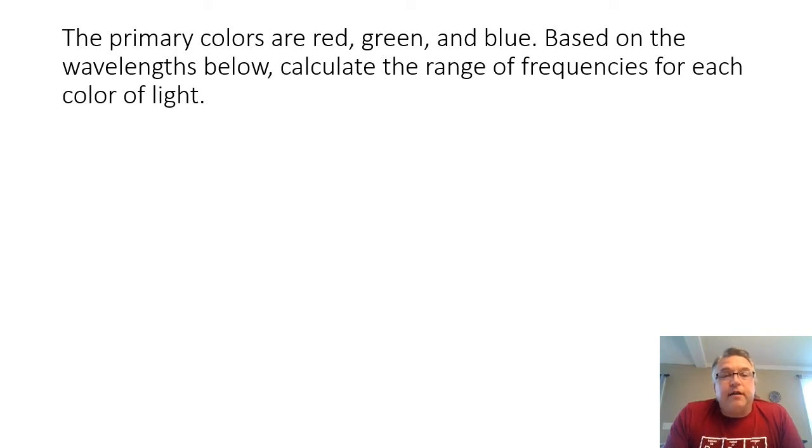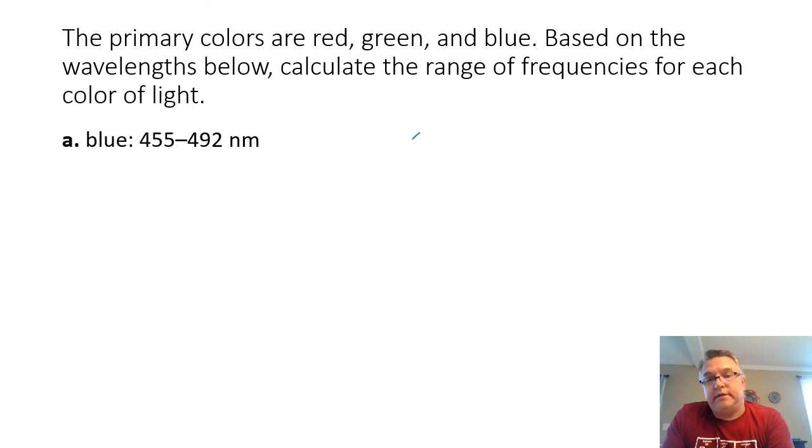The primary colors are red, green, and blue. Based on the wavelengths below, calculate the range of frequencies for each color of light. So I know that my wave speed formula with the speed of light is c, which is my speed of light, is equal to the frequency times the wavelength.